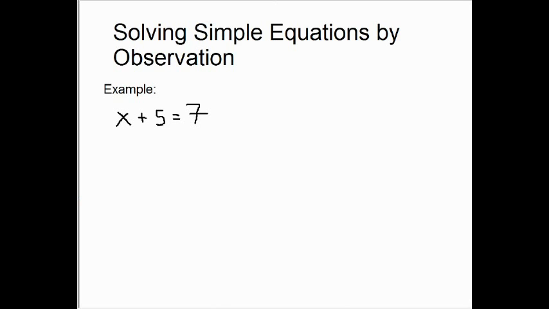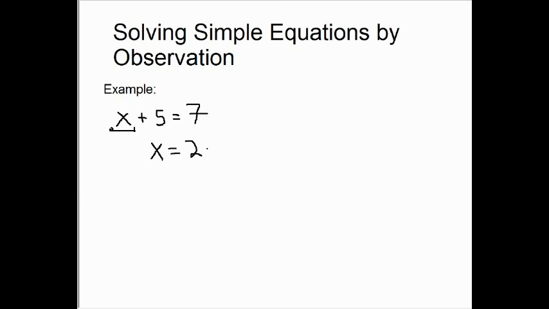So here our simple algebraic equation is x plus 5 equals 7. In other words, some number plus 5 equals 7. We can look at this and hopefully figure out that number has to be a certain value. To figure out what that value is, we're going to subtract 5 from 7. And by doing that, we can figure out that x must be equal to 2.